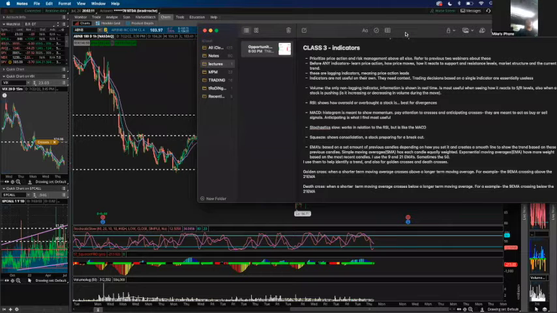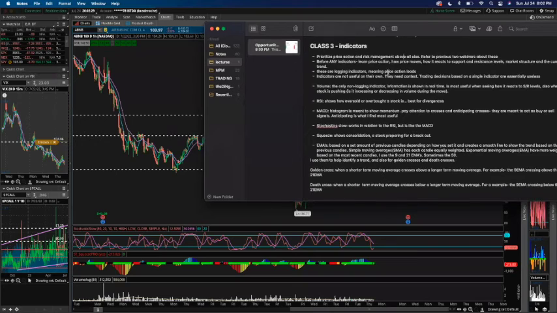Indicators just add to it and make your life a little bit easier, but they can also make your life a lot harder because they can cloud your judgment a lot. So I'm going to try and make it as easy as possible for you guys and give you the ones that I like and the ones that I use. We're going to run through it that way. And like I said, if you have any questions, let me know and I'll answer those for you.